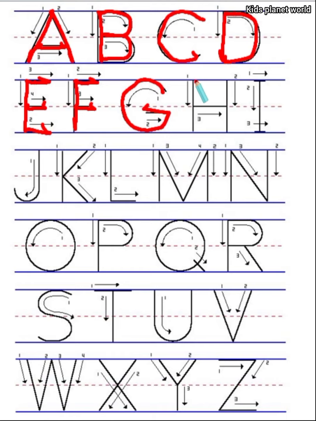H, standing line, sleeping line. I, sleeping line, standing line, sleeping line. J, standing line, then half curve.